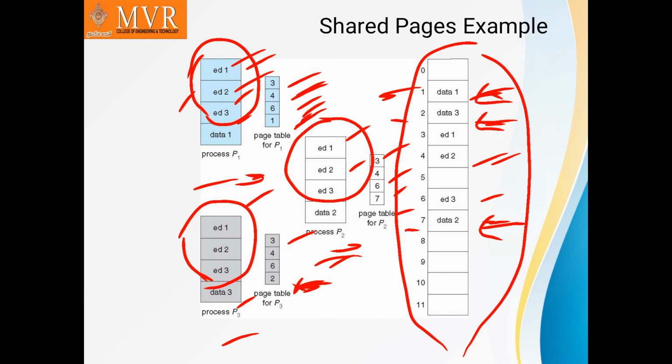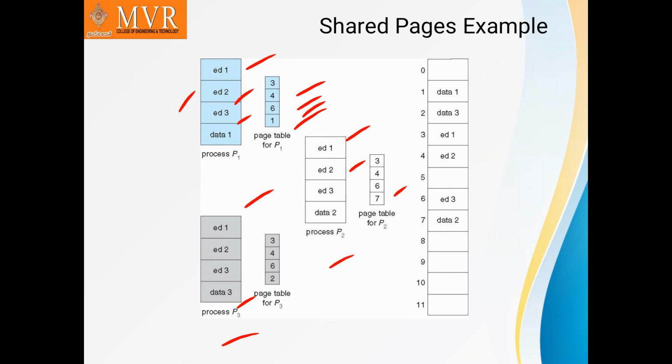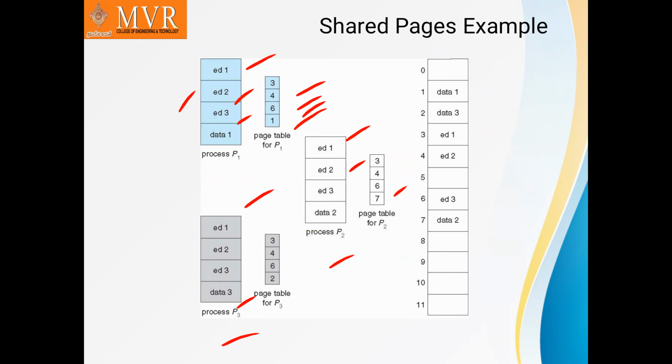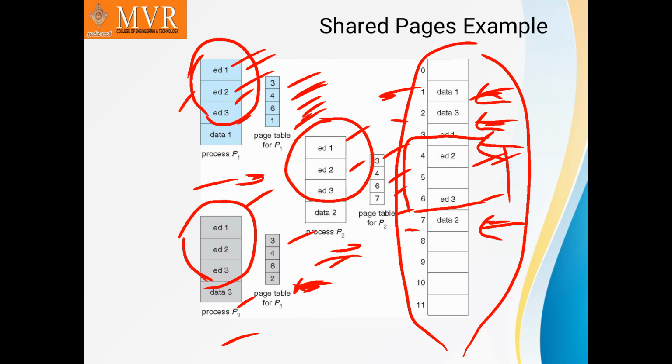OK, and all the remaining ones use the same frames, that is 3, 4, 6 for ED1, ED2, ED3 in P1, ED1, ED2, ED3 in P2, and ED1, ED2, ED3 in P3. All use frames 3, 4, 6. That's why we used the same data, ED1 for 3, ED2 for 4, ED3 for 6. So all of those use shared pages.